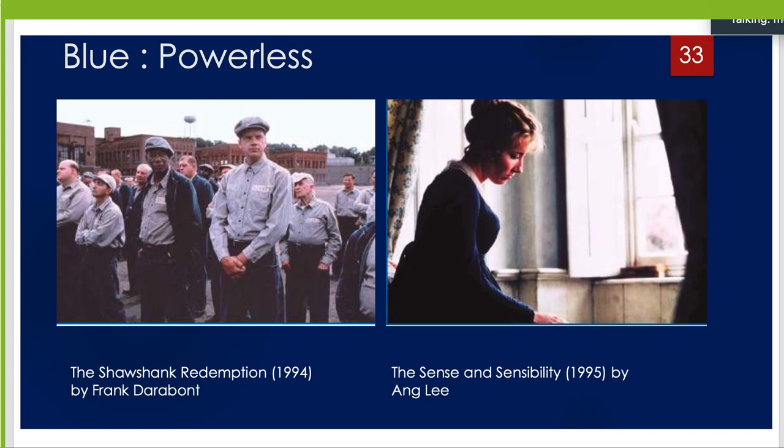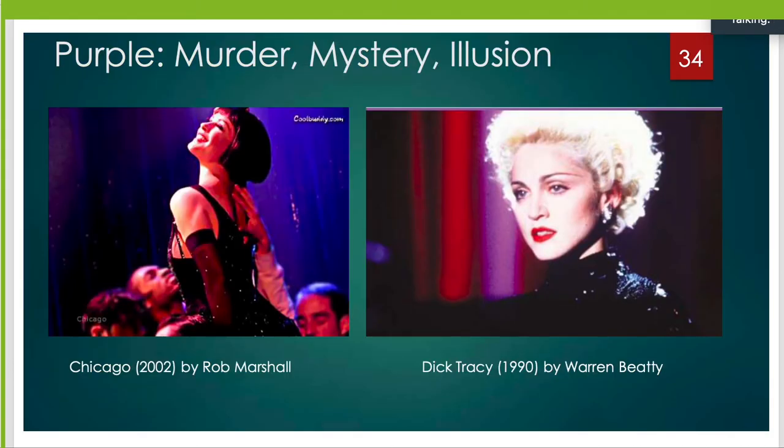Blue, of course, powerlessness. The Shawshank Redemption. Man, that's one of the top, God, yeah, I think that won Best Picture that year. Blue here is not only about the isolation that I addressed, but also powerlessness. A lack of agency and a lack of rights. Purple, we can associate with murder, mystery, and illusion.